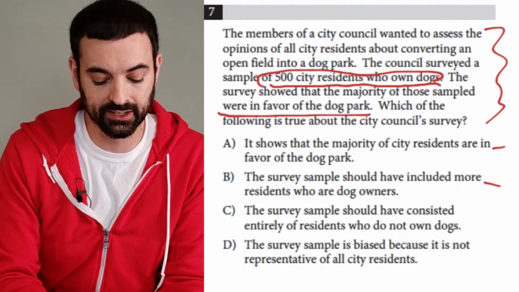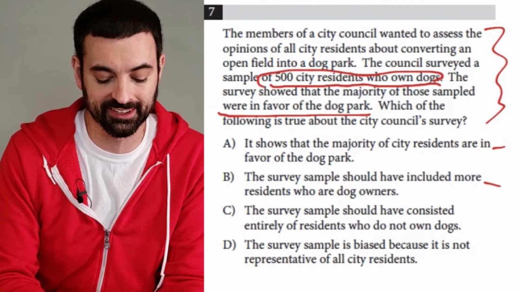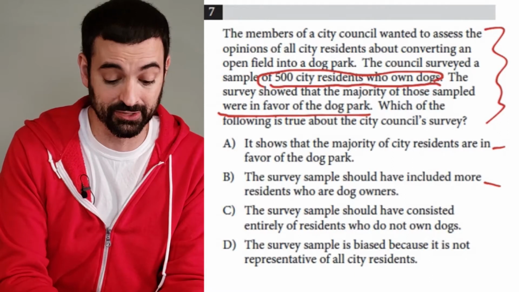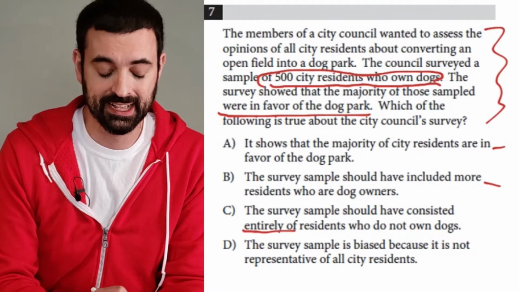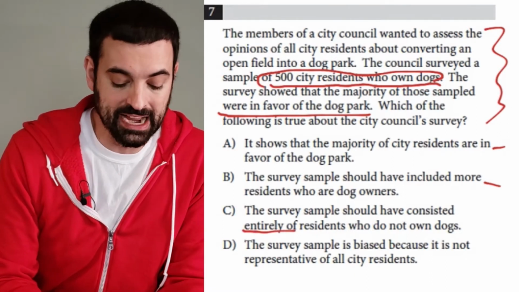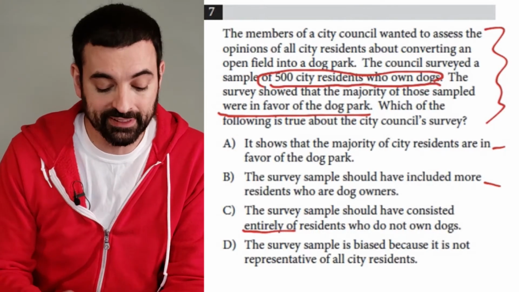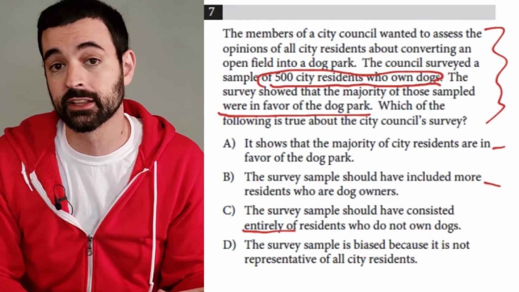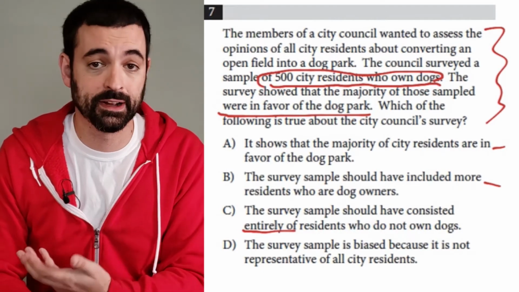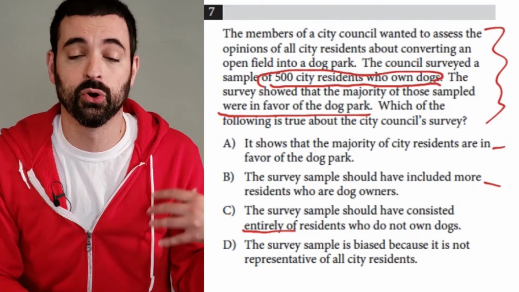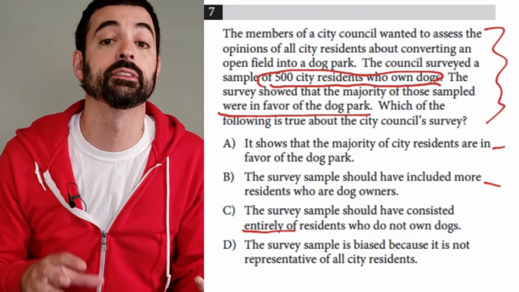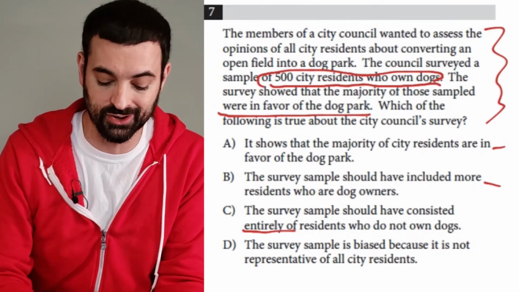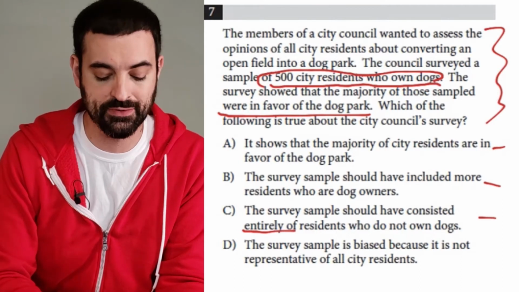Answer choice C. The survey sample should have consisted entirely of residents who do not own dogs. Okay, so this is extreme language, entirely of residents, absolute language, entirely of residents who do not own dogs. I'm not saying that they shouldn't have talked to anybody who owns a dog or who only owns a dog. I'm saying that there should be a mixture of people who do and do not own dogs. I don't love C. What about D?